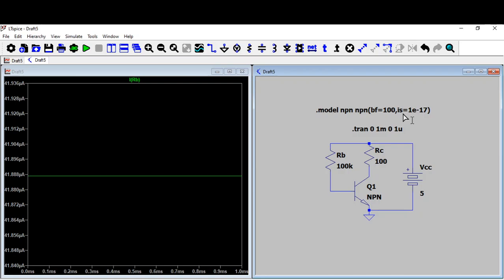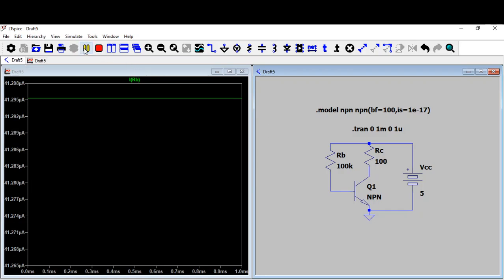Now what is this IS? IS is actually the reverse saturation current in the emitter base junction. When the transistor is reverse biased, there is a leakage current that is going to happen in the base emitter junction. This is of course the beta factor. This is the model for this particular transistor.